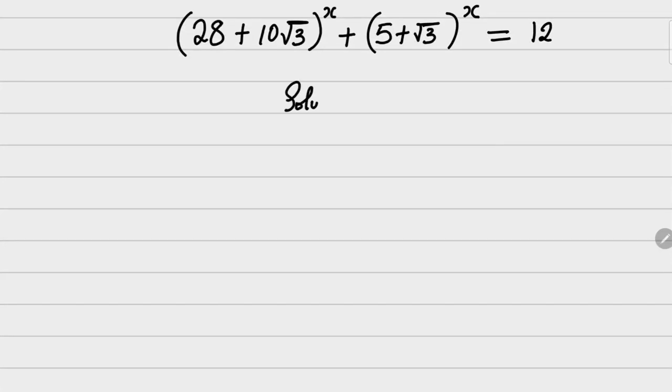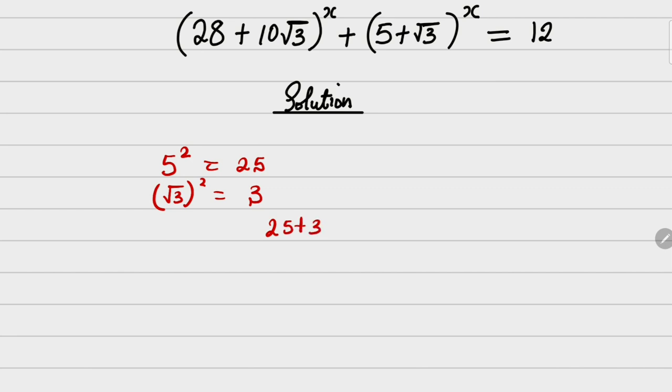Solution. Now, to work this question out, by careful observation, I want to show you something. Check it out. Do you know that 5 squared is equal to 25, and root 3 all squared is the same thing as 3, and 25 plus 3 is going to give me 28? Now, look at this: it is 28.